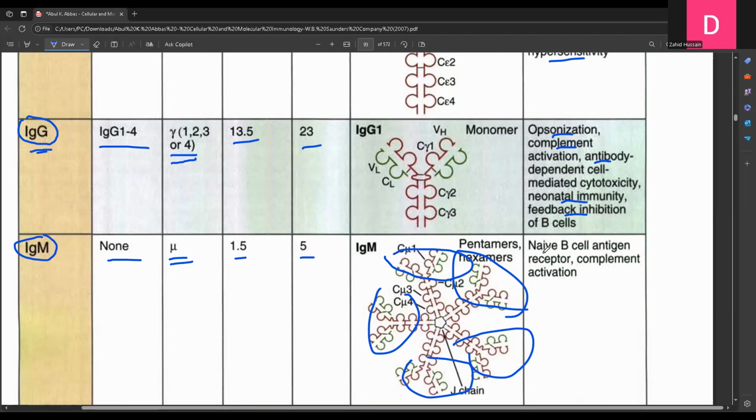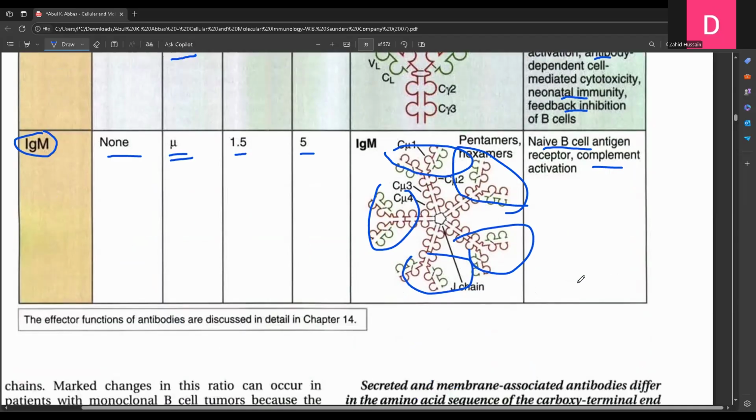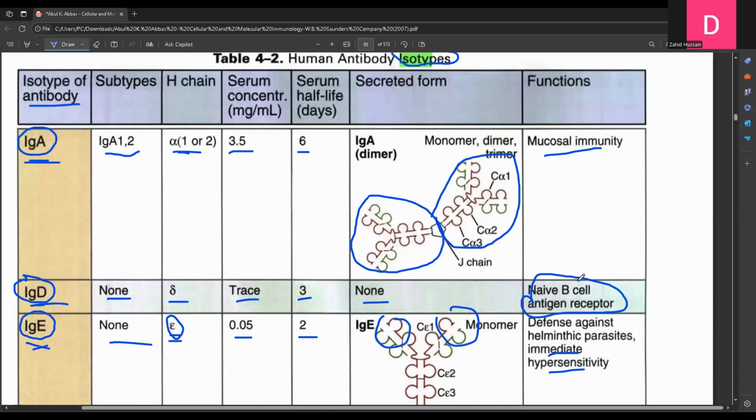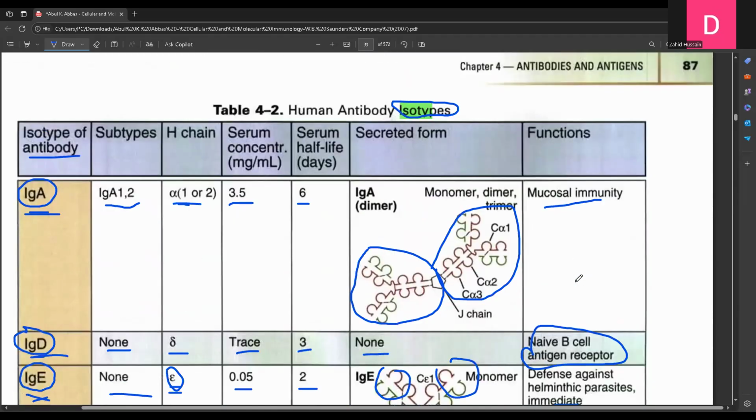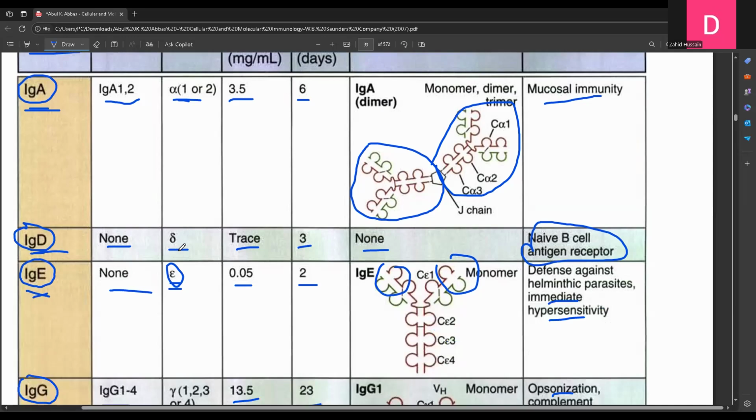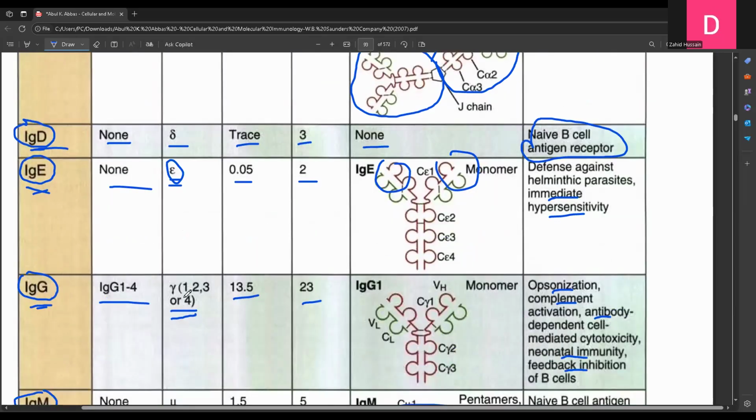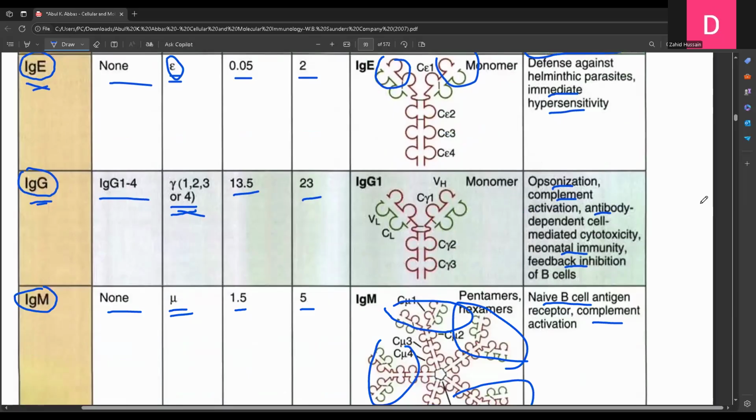So basically naive B cells will produce this, but when it is secreted, it will be in the pentameric form, and it can help in complement activation. So you can see that there are 5 different types of antibodies. It depends on the heavy chain they have. If it has the alpha chain, then it is IgA. If it has the delta chain, then IgD. Epsilon, then IgE, gamma chain, then IgG, and mu chain, IgM.